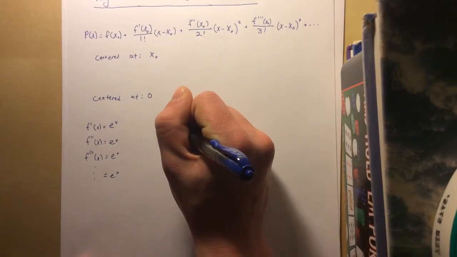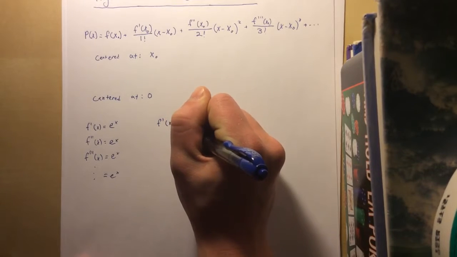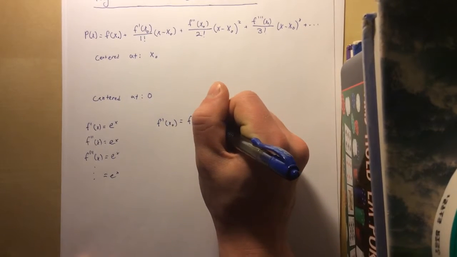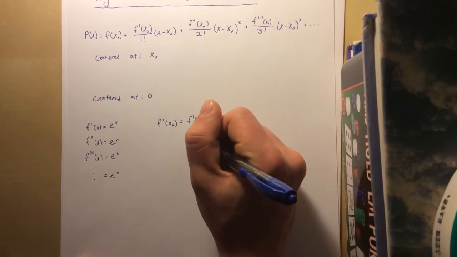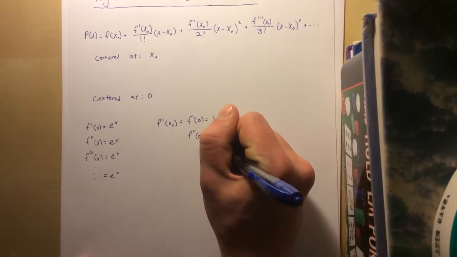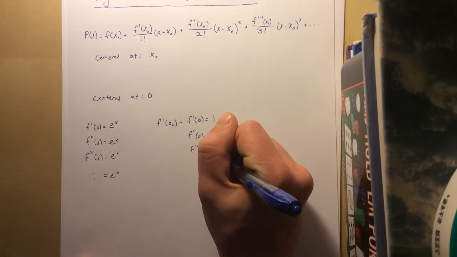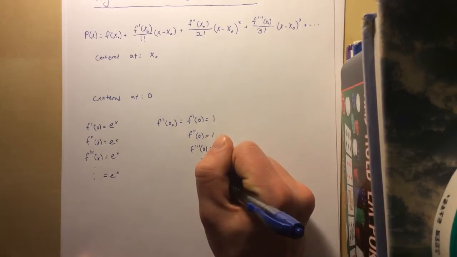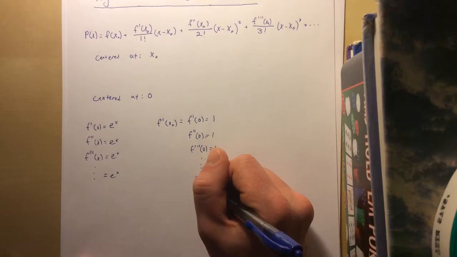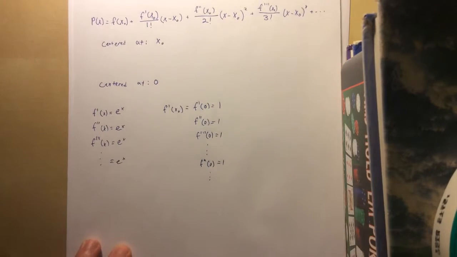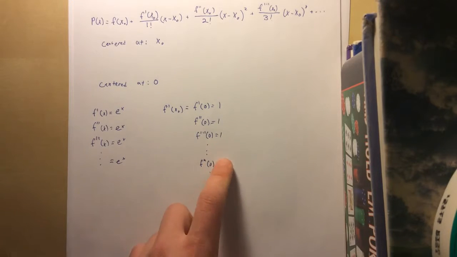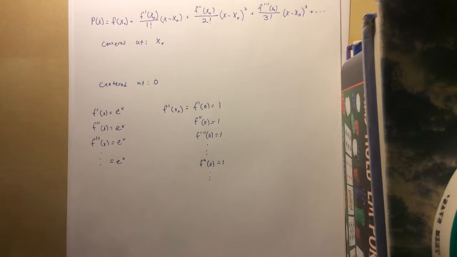So f prime of x naught, which is f prime of 0, is equal to e to the 0, which is just 1. F double prime of 0 is 1. F triple prime of 0 is 1. And that goes on. Let's just go ahead and write it like that. So now we have the values of the derivatives at x naught. We know what x naught is, and it's just a matter of plugging it in.